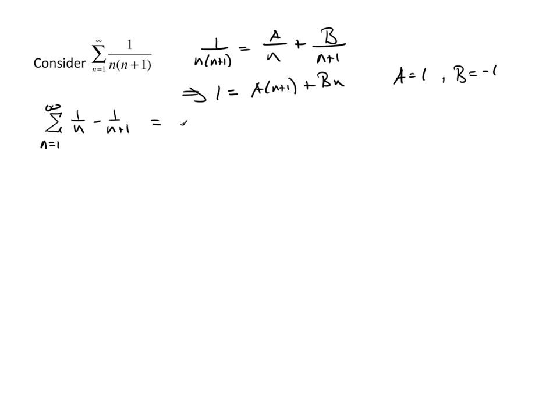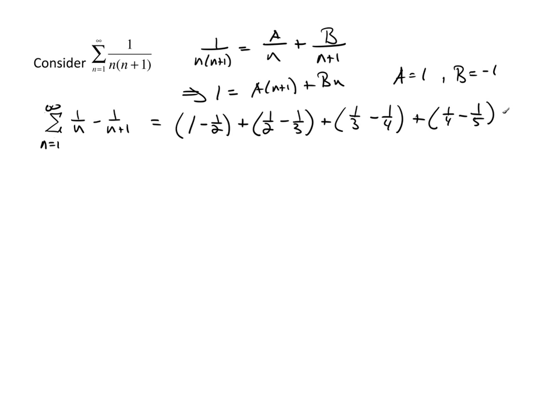So this is going to be equal to, the first one is going to be 1 minus 1/2 when n equals 1. Plus, when n equals 2, I'll have a half minus a third. Plus, when n equals 3, I'll have a third minus a fourth. Plus, when n equals 4, I'll have a fourth minus a fifth. Plus, and this keeps on going, and then ultimately out here I'm going to have plus 1 over n minus 1 over n plus 1.